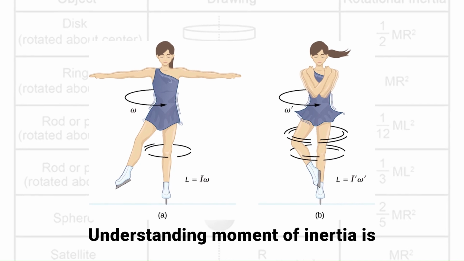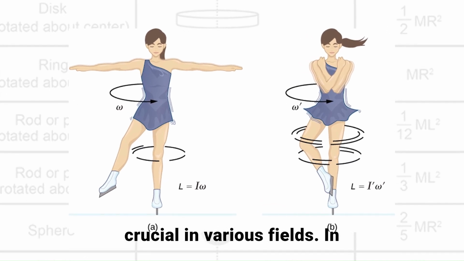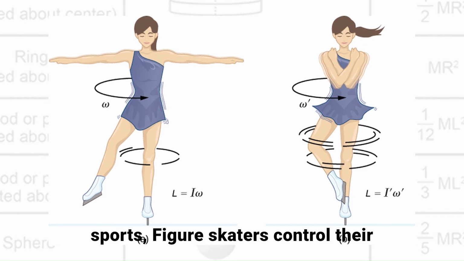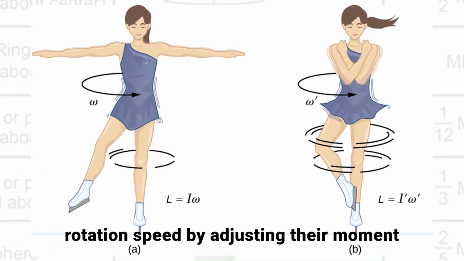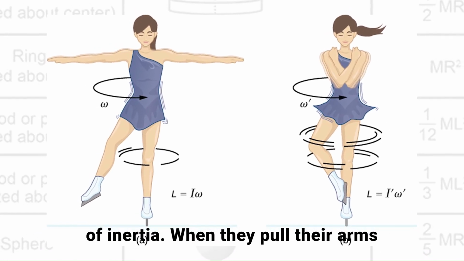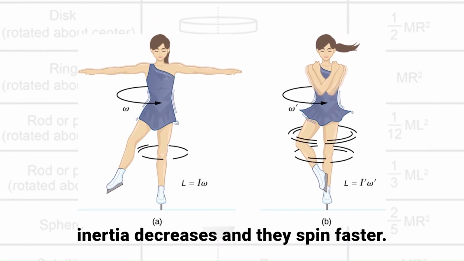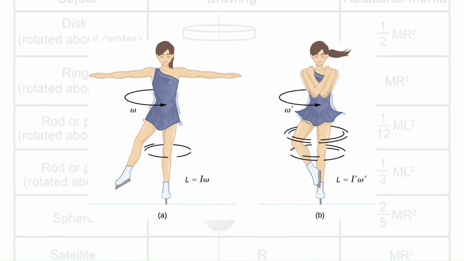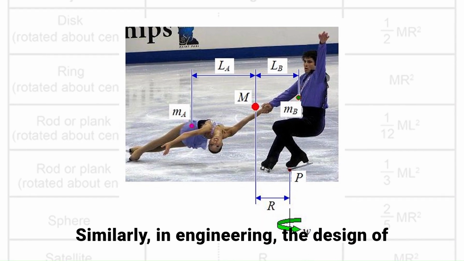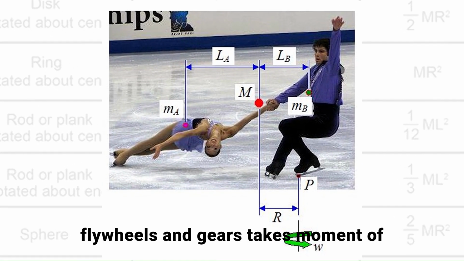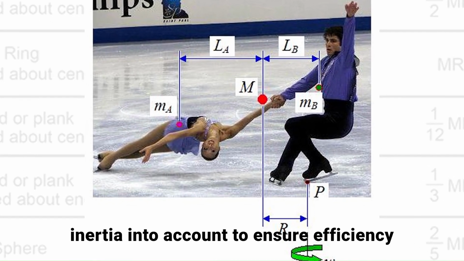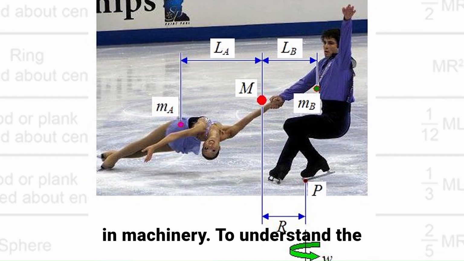Understanding moment of inertia is crucial in various fields. In sports, figure skaters control their rotation speed by adjusting their moment of inertia. When they pull their arms close to their body, their moment of inertia decreases, and they spin faster. Similarly, in engineering, the design of flywheels and gears takes moment of inertia into account to ensure efficiency in machinery.